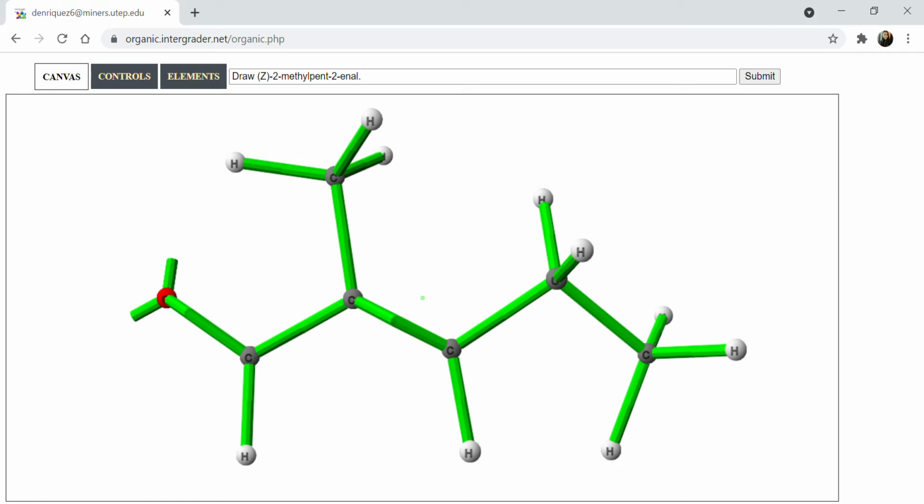Lastly, we want a Z conformation, so we want the highest priorities on the same side.